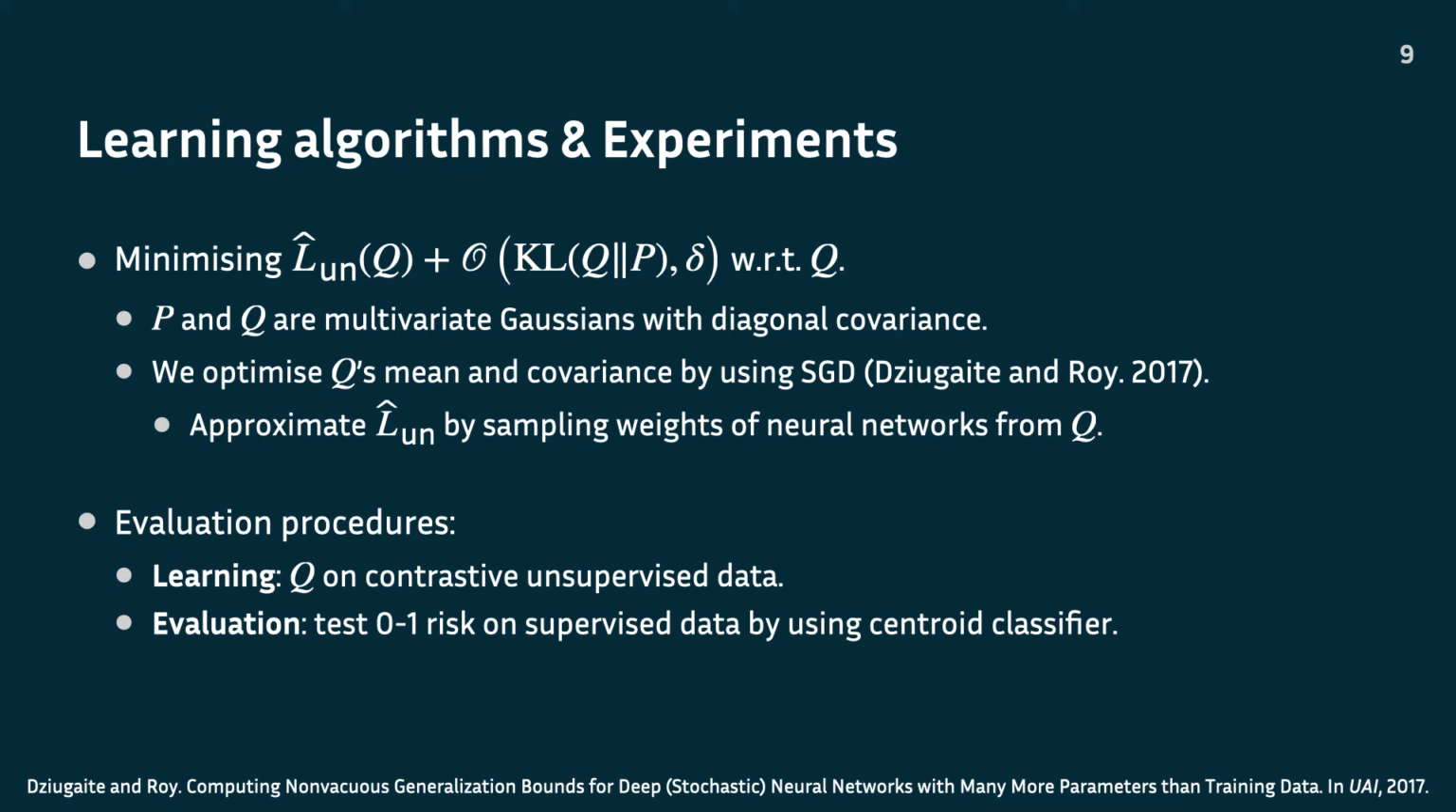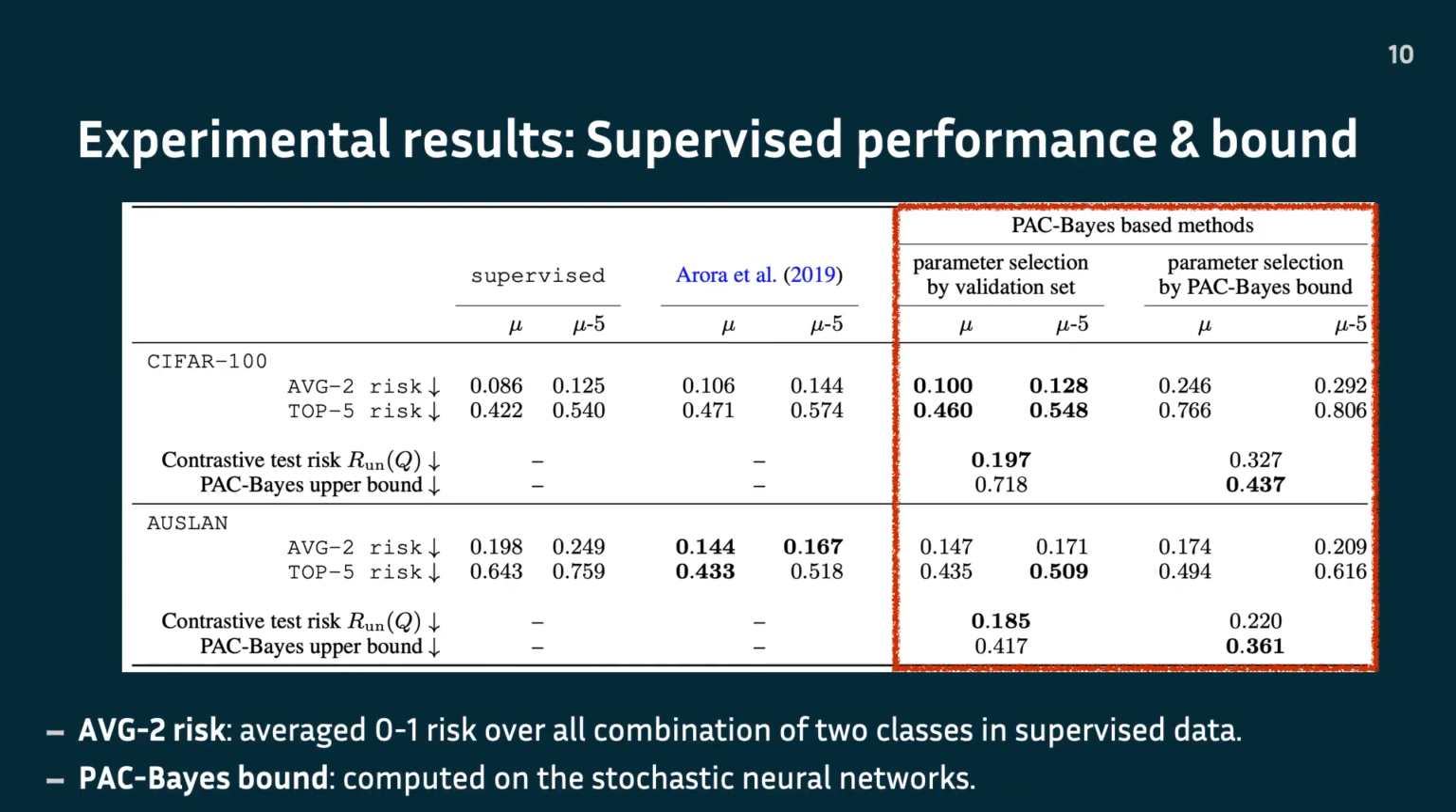In our experiment, we train Q on contrastive unsupervised data. Then we compare the test 0-1 risk on supervised data by using a centroid classifier. We conduct numerical experiments to verify our proposed algorithms compared to supervised and existing contrastive methods. The bold numbers in the table show the lowest value amongst contrastive algorithms per evaluation metric. So the proposed algorithms give good features such that the classifier can achieve competitively low risks. In addition, our algorithms also give non-vacuous generalization error bounds. Our paper contains more empirical results.